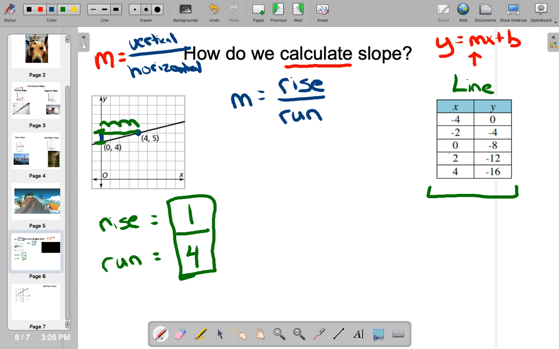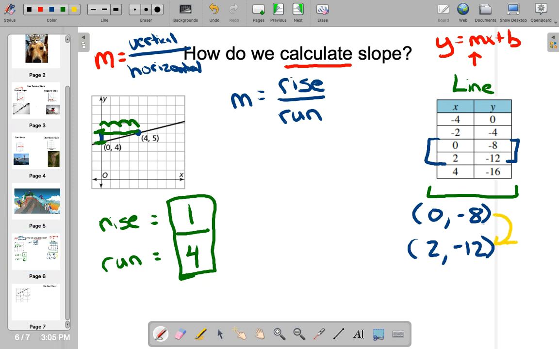any points. Now, I'm going to pick these 2 points here, 0, -8, and 2, -12. I could pick any 2 points, but those are the ones that I picked. And I want to know from one point to the next, how much do I rise and how much do I run? So I'm going to go from this point to this point.